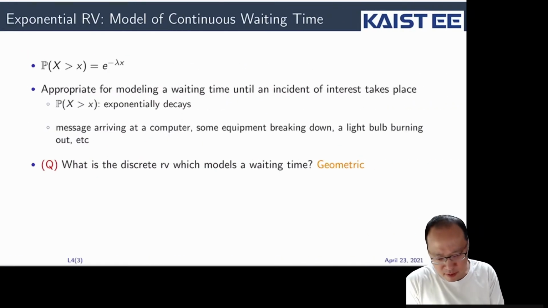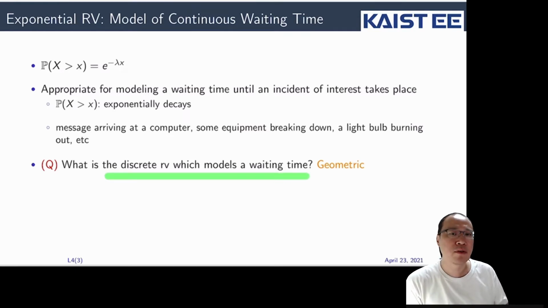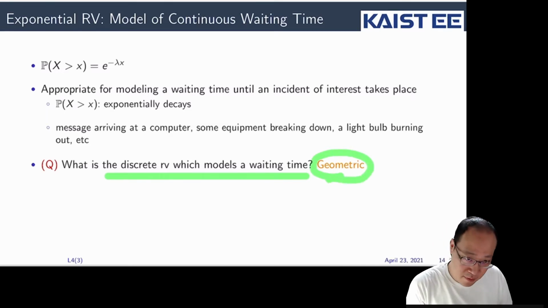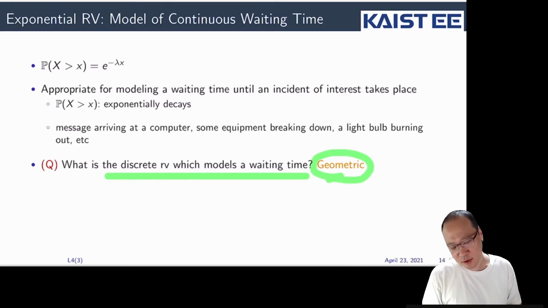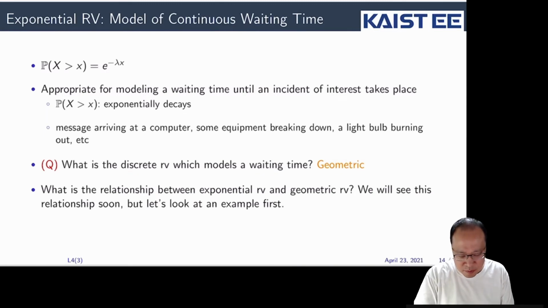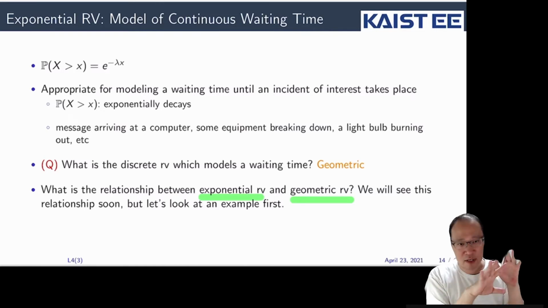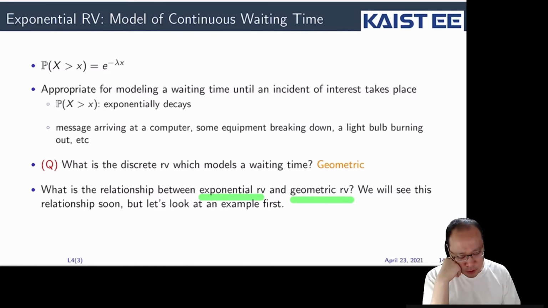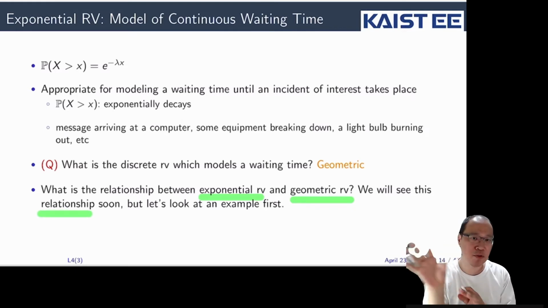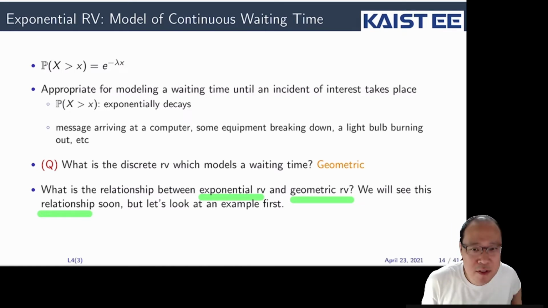But wait, with waiting time? Well, there was some discrete random variable which models the waiting time, right? And that was a geometric random variable, if you remember. So one may ask what is the relationship between the exponential random variable and the geometric random variable? We know that the geometric random variable is defined for the discrete case, and here the exponential random variable is for the continuous case. So we can expect some kind of relationship between those two random variables.